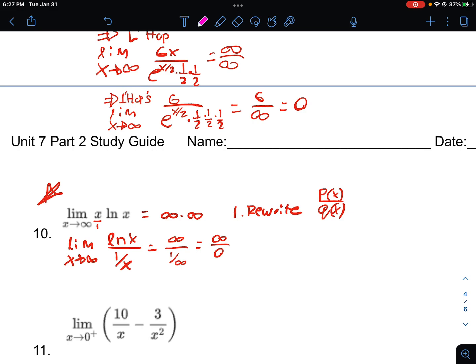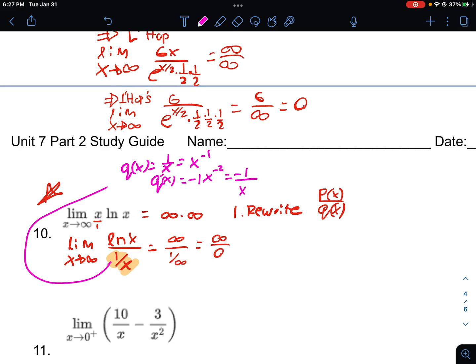What I'd like to remind you guys is 1 over x like this we can rewrite as f of x, or in this case q of x, equals 1 over x, which is equivalent to x to the negative 1 power. So when we find the derivative, we're going to get negative 1x to the negative 2, or negative 1 over x squared. Okay, so let's go ahead and do L'Hopital's rule again.